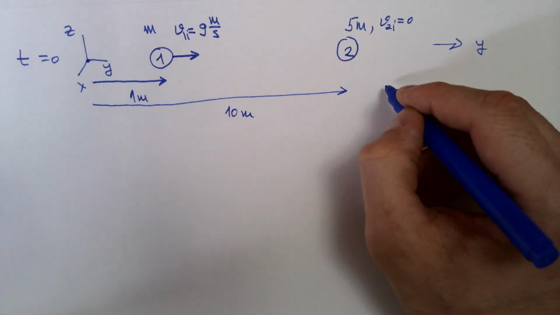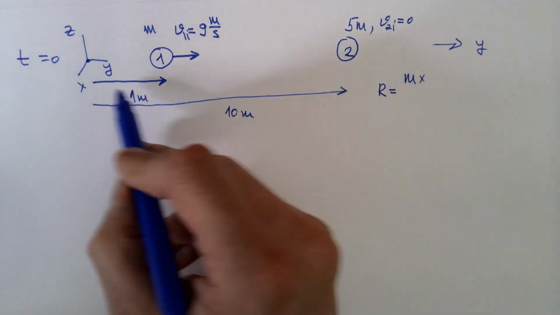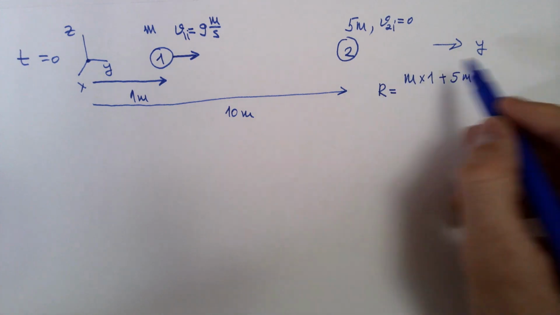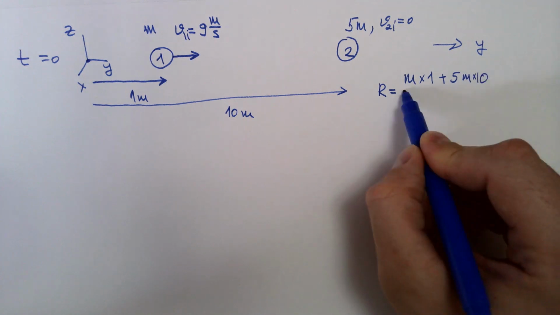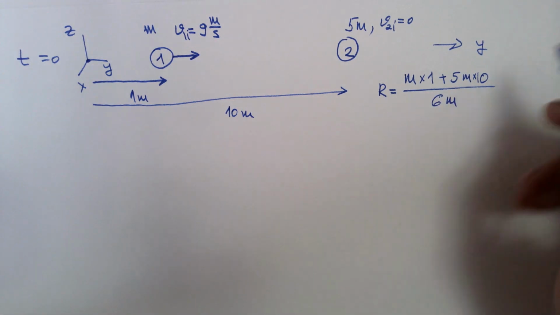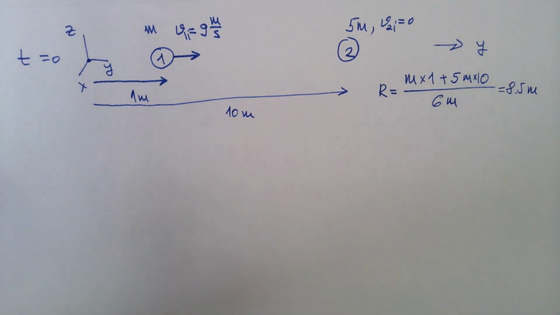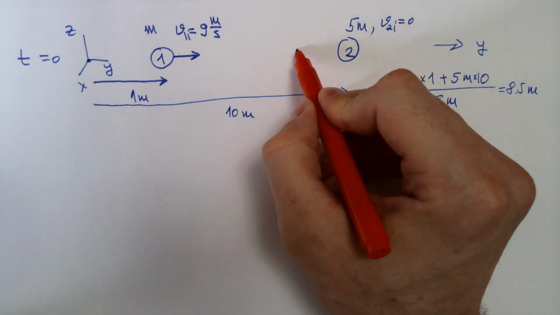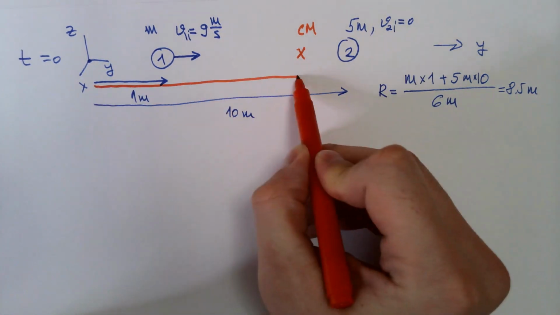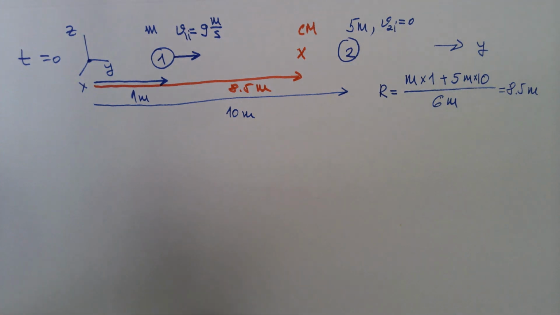What is the distance of the center of mass? Well, r is equal to m1, which is m, times the distance, which is 1 meter, plus m2, which is 5m, times the distance, which is 10 meters, divided by 5 plus 1, 6m. And if you calculate this, you will get 8.5 meters. So the center of mass is somewhere, let's say, here, 8.5 meters.